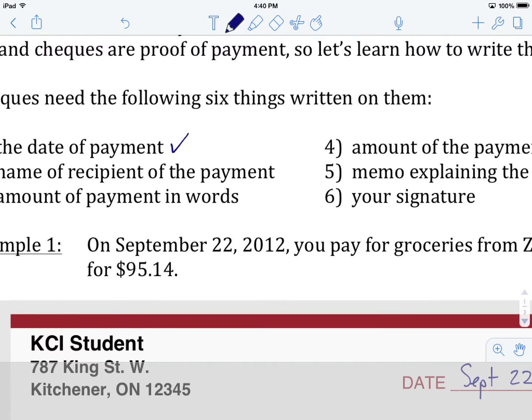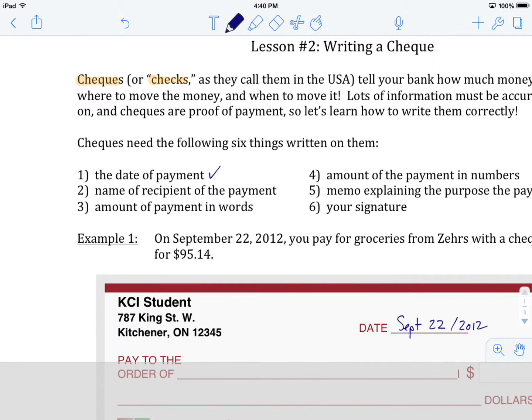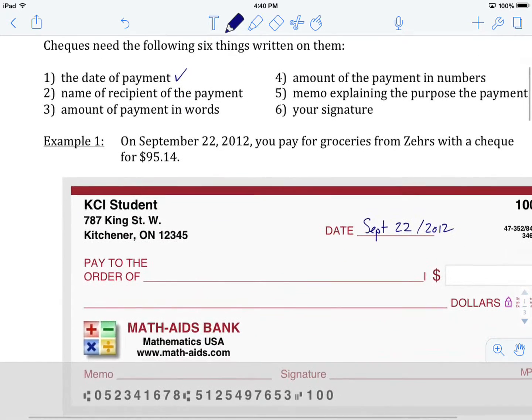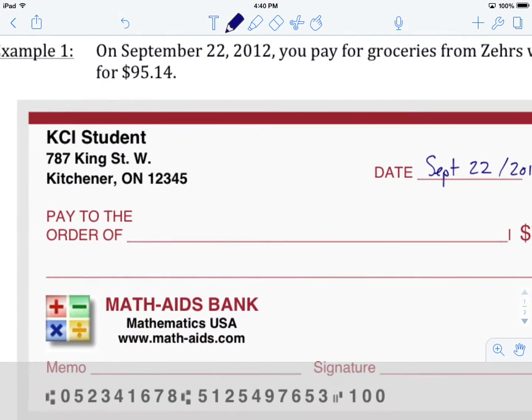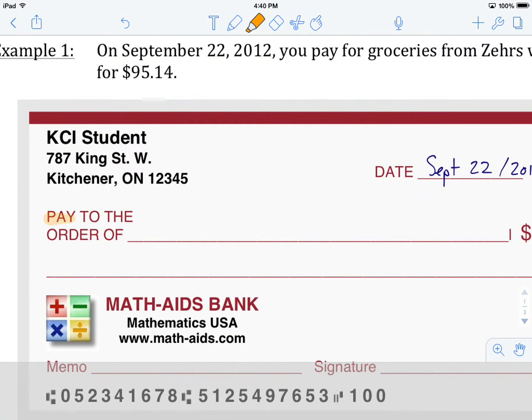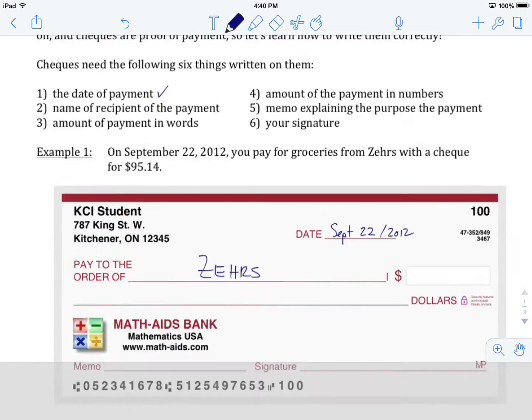Number 2, name of the recipient of the payment. So in this case, that's who the money is going to be transferred to. In this case, it's going to be transferred to Zehrs. So you'll see here in the check, it says pay to the order of. That's like, who is this money going to go to? And we are going to fill in Zehrs, the recipient of the money. All right, so that's the recipient of the payment.